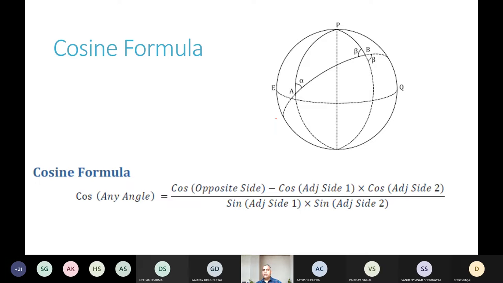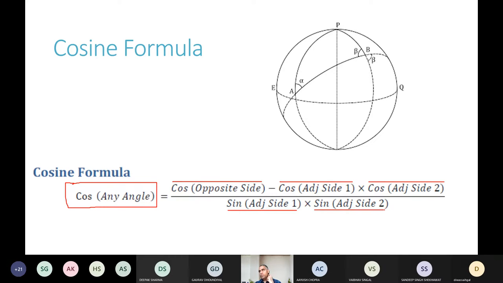So how do we do it? The first formula is the cosine formula. So what is this cosine formula? You can see this on the screen right now. Cos of any angle in this triangle is equal to cos of opposite side minus cos of adjacent side 1 multiplied by cos of adjacent side 2, whole divided by sine of adjacent side 1 sine of adjacent side 2.